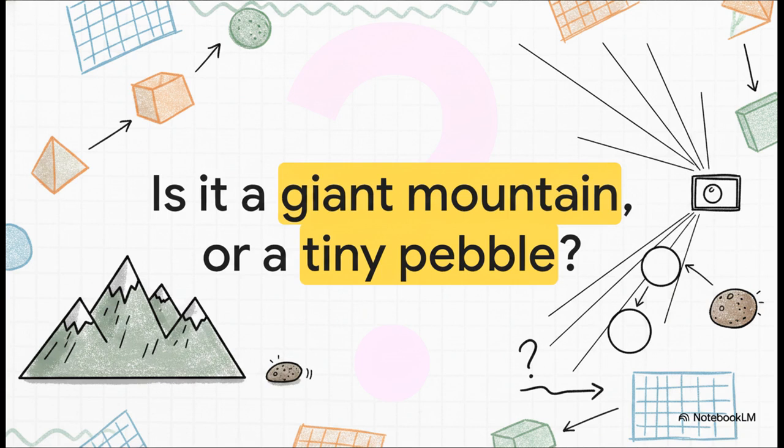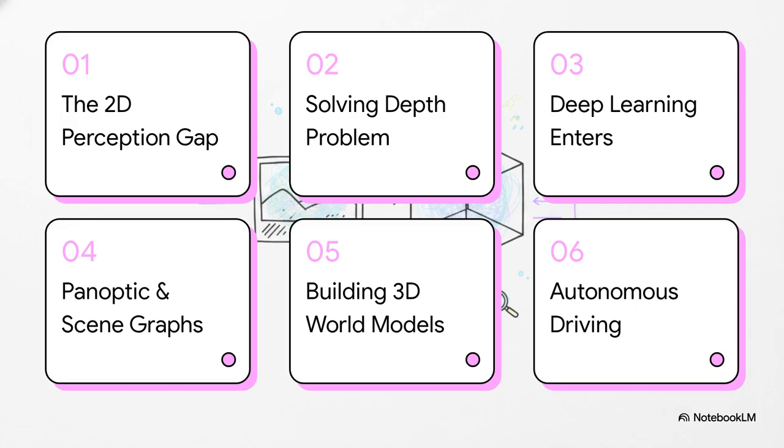Because of how scale interacts with distance, that mountain and that pebble can project to the exact same size on the camera sensor. If a self-driving car miscalculates this, yeah, the results are catastrophic. This scale versus distance ambiguity is the absolute core math problem we need to solve to make machines perceive reality safely.